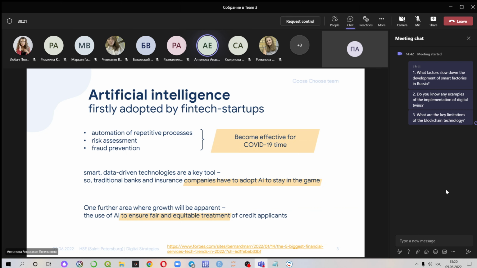AI and smart data-driven technologies are a key tool, meaning that traditional banks and insurance companies have no choice but to adopt new technologies to stay in the game. Some processes are already implemented, for example, robotic process automation for backend operations that's streamlining repetitive tasks. Now it's a challenge to deploy technologies for sales to individual customers and creation of special individual offers for clients. One further area of AI use is to make treatment of credit applicants fair and equitable. The aim is to give access to lending and business funding opportunities for all segments of the population.